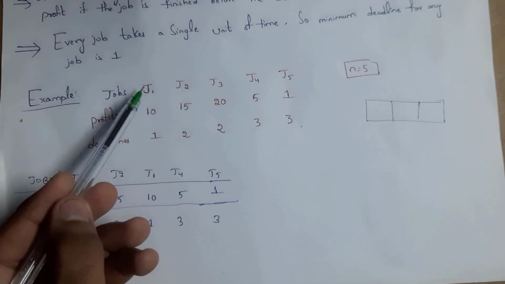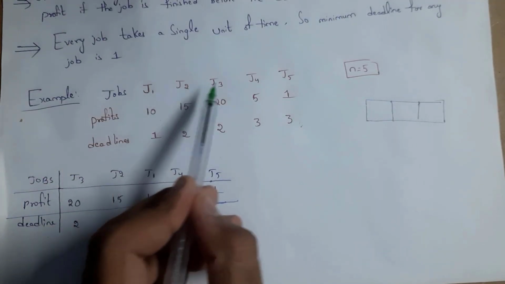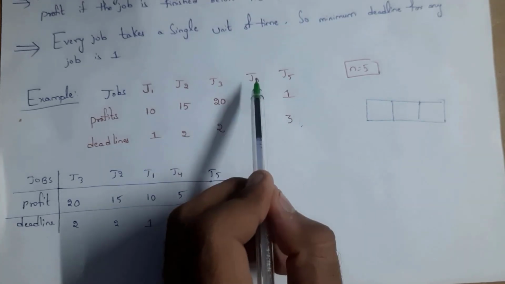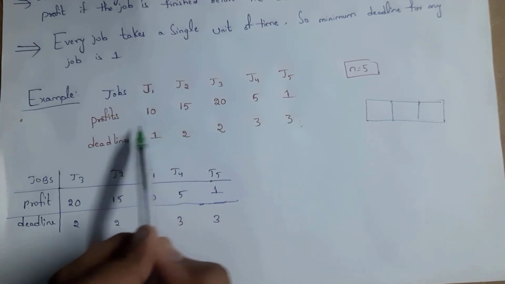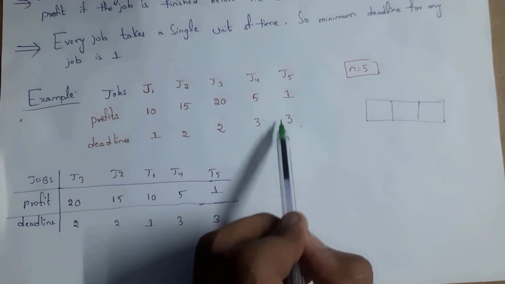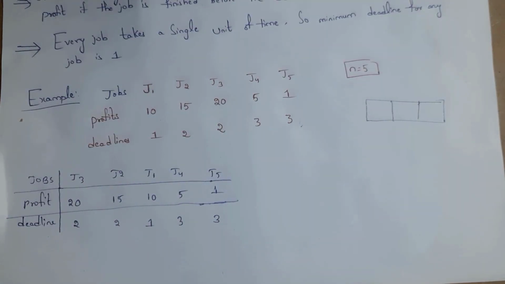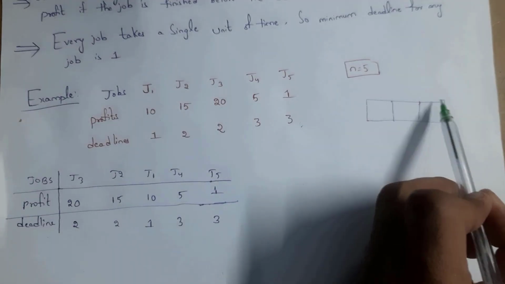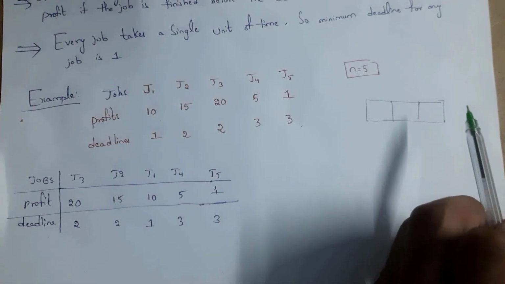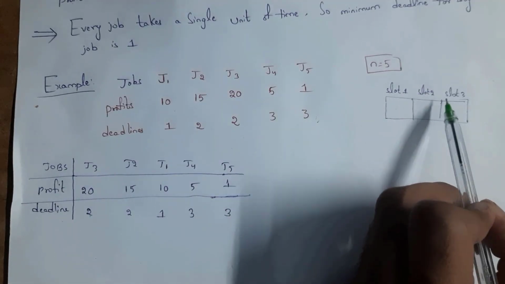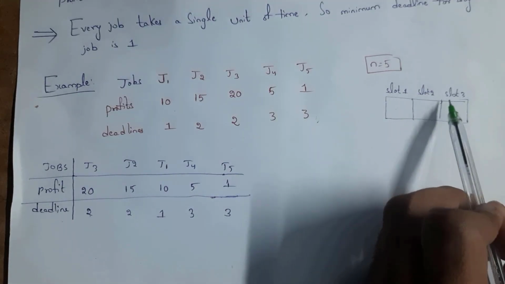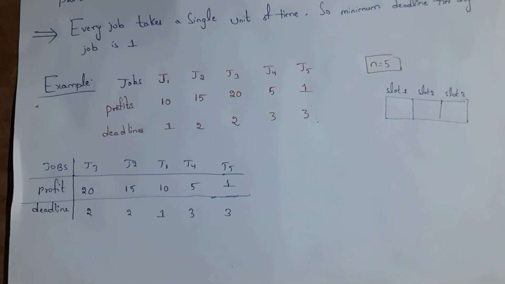In the question, for J1 deadline is 1, for J2 and J3 deadline is 2, and for J4 and J5 deadline is 3. Among these, the highest number is 3. So maximum deadline is 3. So we need to take 3 slots. Slot 1, slot 2 and slot 3. Here deadline is 3 hours now. So for slot 1, 1 hour. For slot 2, 1 hour. And for slot 3, 1 hour. Total 3 hours of time.